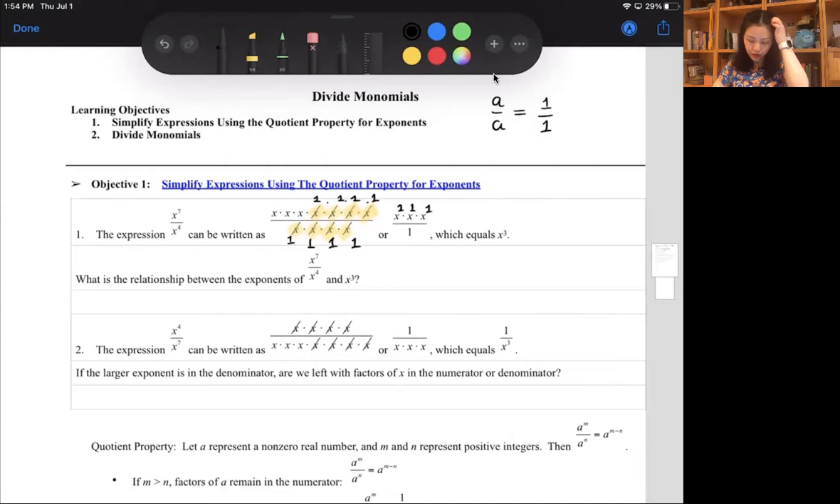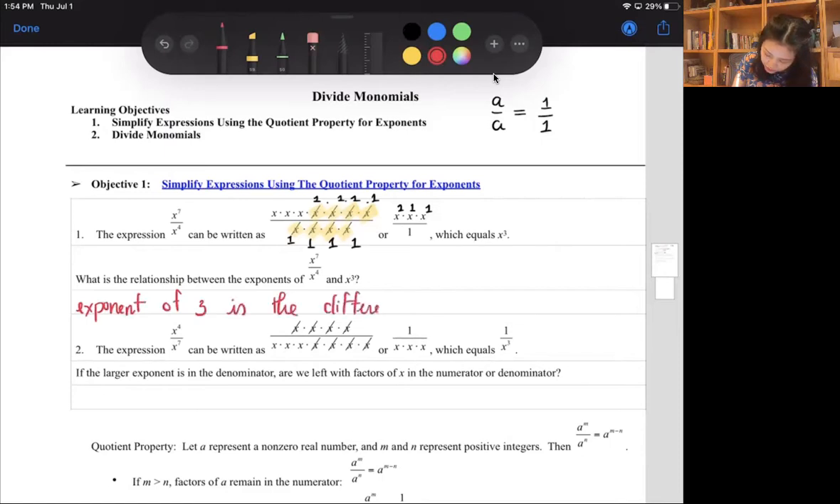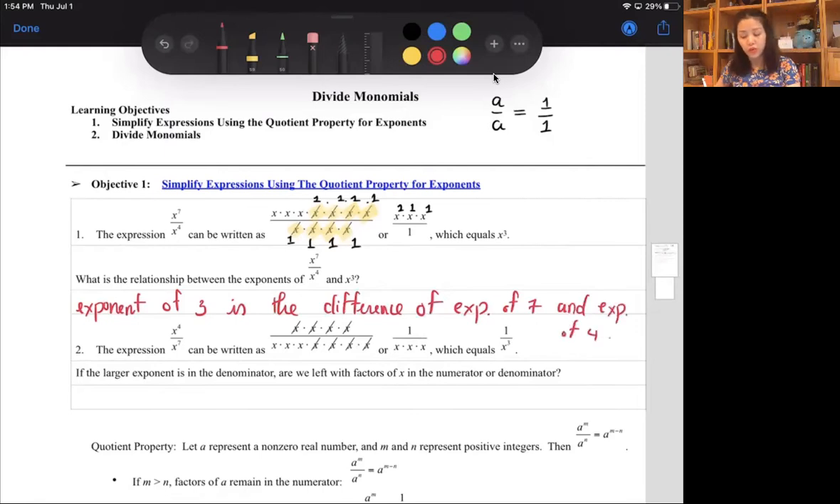So, as you can see, the relationship between the exponents of x to the 7 divided by x to the 4 and x to the third is that the exponent 3 is the difference between the exponents 7 and 4. So let me write it out: the exponent of 3 is the difference of the exponent of 7 and the exponent of 4. So 7 minus 4 equals 3.